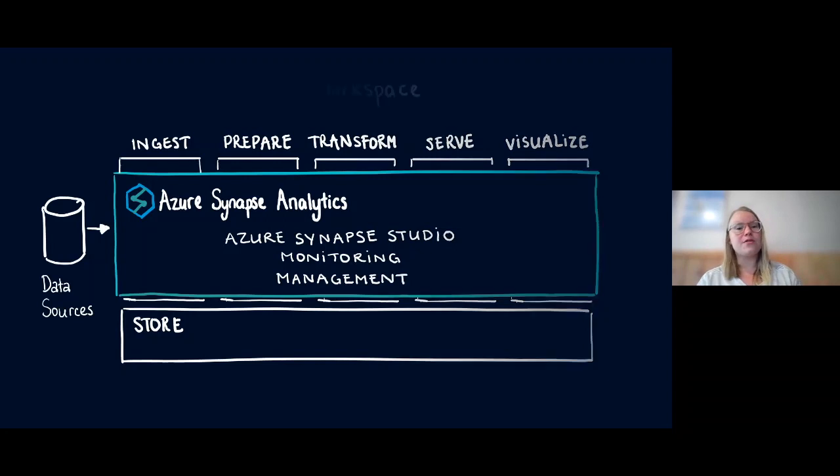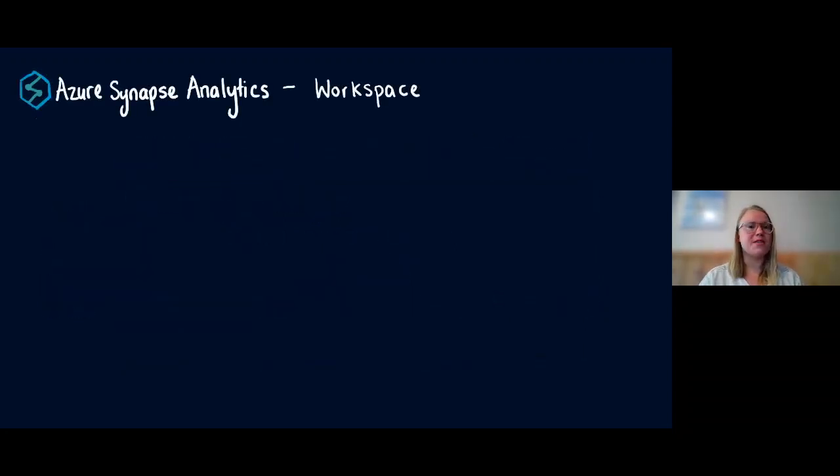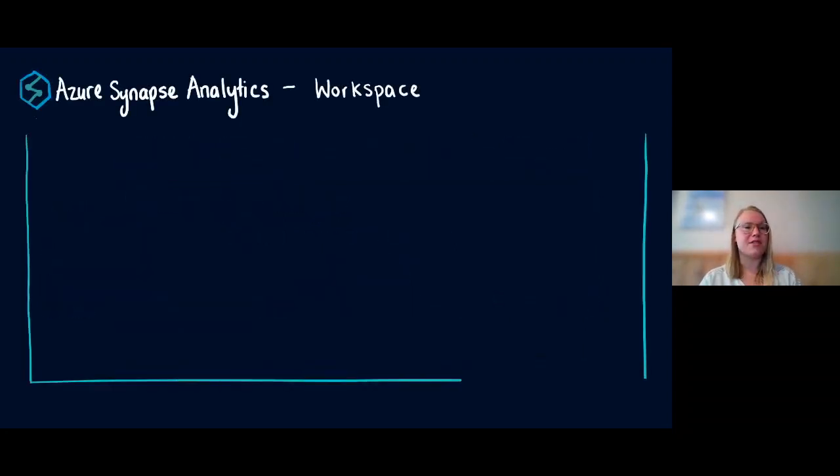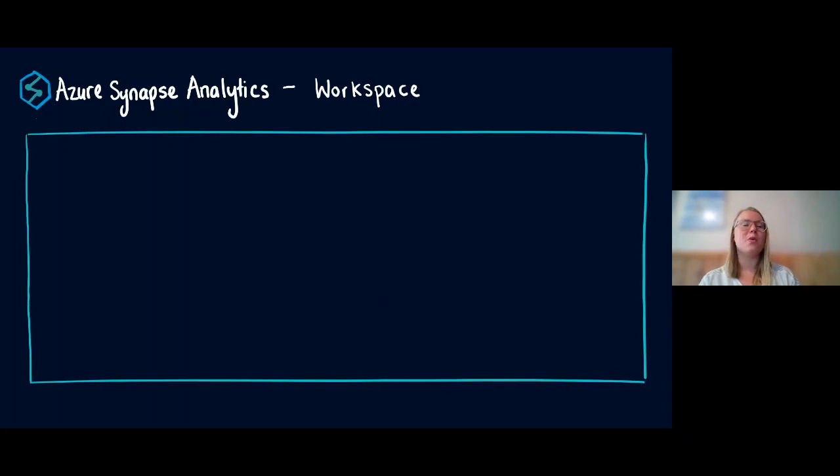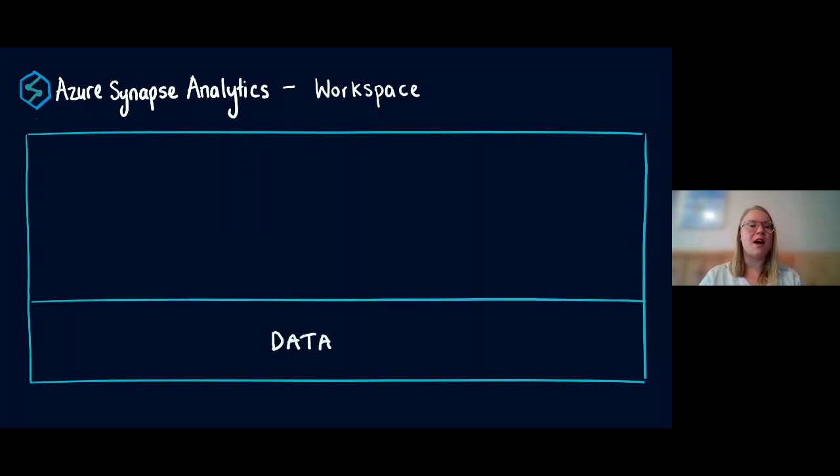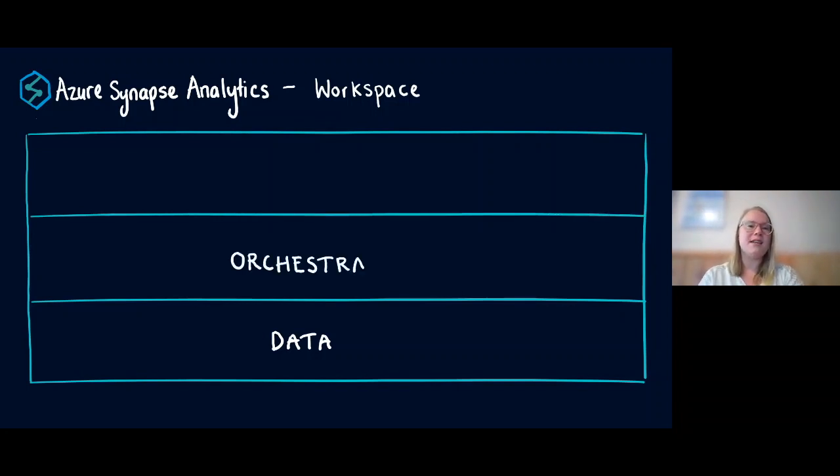So now we're going to start going a little deeper. If we look at an Azure Synapse Analytics workspace, what we can find there is three different layers. We have the data layer. We then have the orchestration layer. And lastly, we have the analytic engines layer. So we can roughly categorize the main components of Azure Synapse Analytics into these three parts.